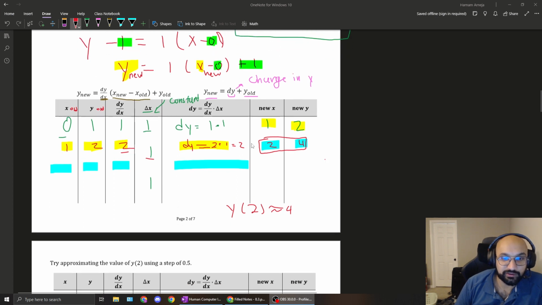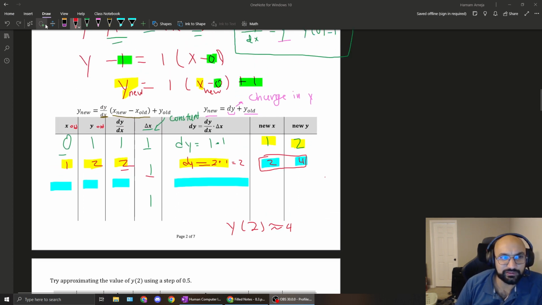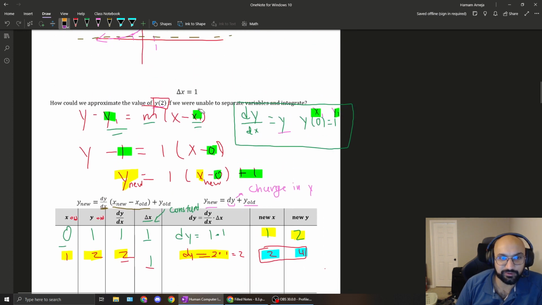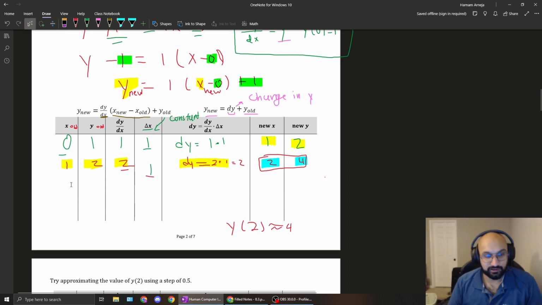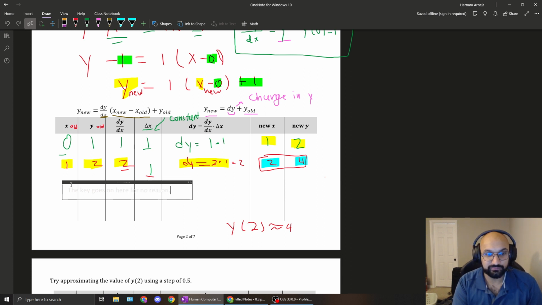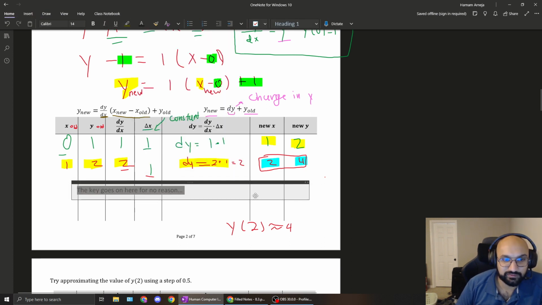Sorry for the break there. I was just trying to figure out if this makes sense. And this is where it stops. I don't know why the key continues. That is the final answer here. If we're trying to approximate y of 2, that really is where you stop. So I'm just going to put that the key goes on here for no reason. The key that's posted has that mistake, I believe, as far as I can tell. So that's just this line here.